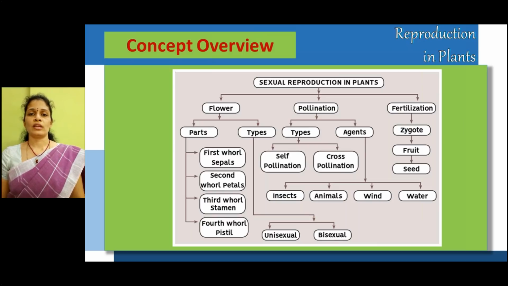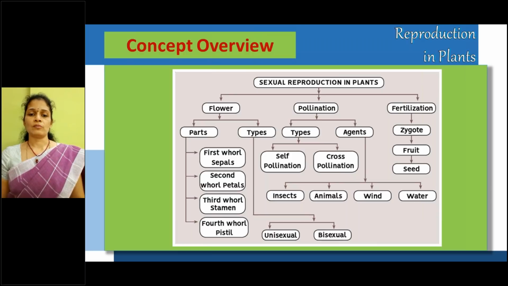What are the examples we have learnt in our session? Bittergourd, papaya, watermelon, muskmelon, ridgegourd. All these are the examples of unisexual flowers. That means the male flower is separate and the female flower is separate.